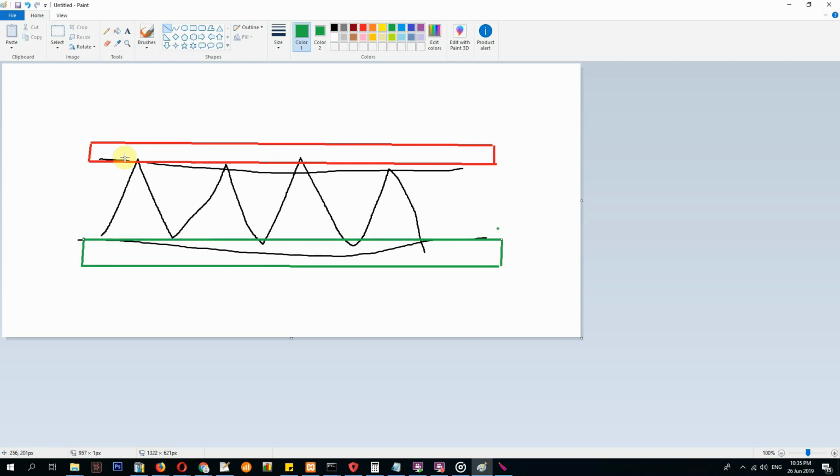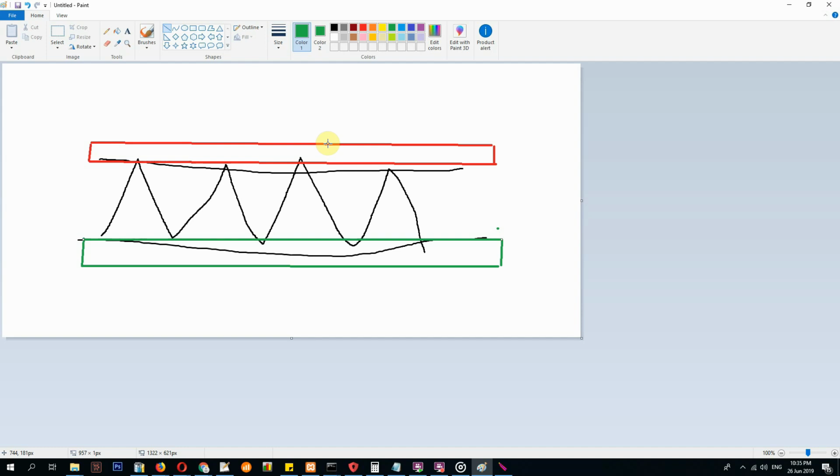Resistance is also known as a supply zone. Support is also known as a demand zone. Basic economics: a lot of supply and little demand, the price will crash. A lot of demand and less supply, meaning scarce resources, the price will shoot up. Support is the green one, resistance is the red. This is an example of horizontal support and resistance.